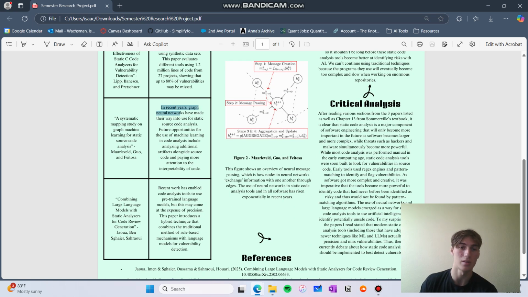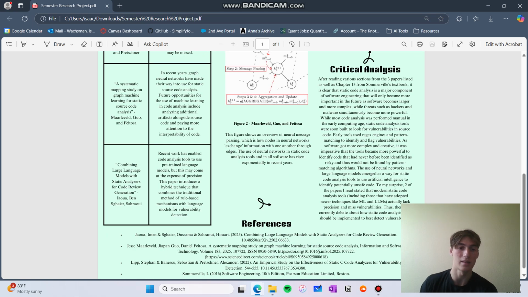The next one was talking about how graph neural networks have made their way into static source code analysis tools, and future opportunities to use machine learning in code analysis include analyzing additional artifacts other than source code, and also paying more attention to the interpretability of code rather than just whether it's safe or not.